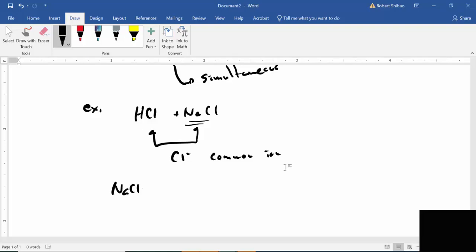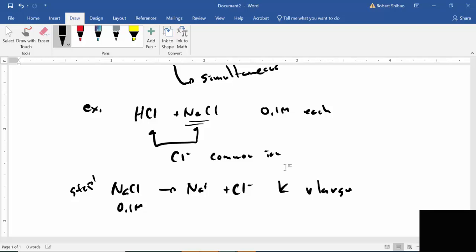And let's go with 0.1 molar. We have to have significant concentrations of both, so we'll do 0.1 molar each. I'll just break this up into steps. Step one would be 0.1 molar sodium chloride. Sodium chloride, being a strong electrolyte, dissociates completely, or we assume it to be. We'll just say K is very large, and for all strong electrolytes, we assume K is very large.